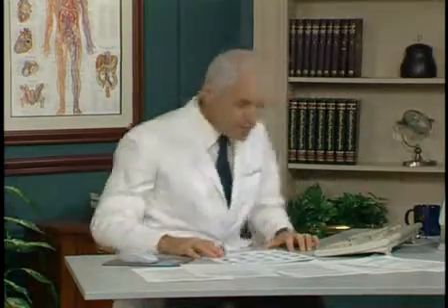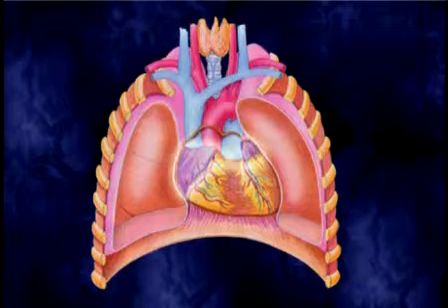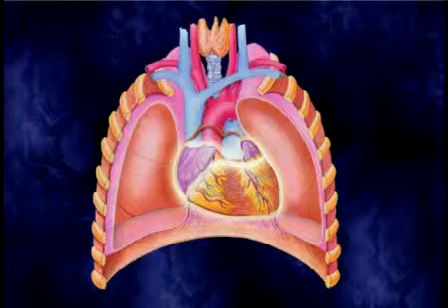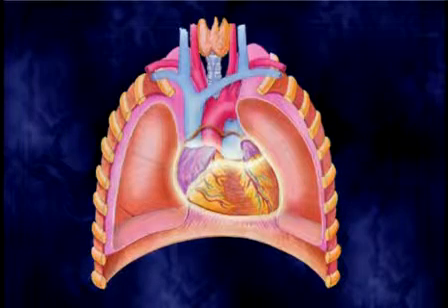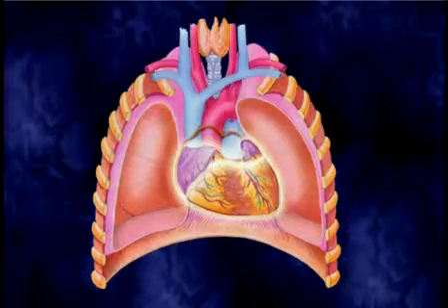Now, the myocardium is not just one set of heart muscles. It has separate components. When we look at the chambers of the heart, we're going to see that we have an upper and a lower heart, and the muscles are separate in their function. They're attached, and the upper heart and the lower heart have different muscles.